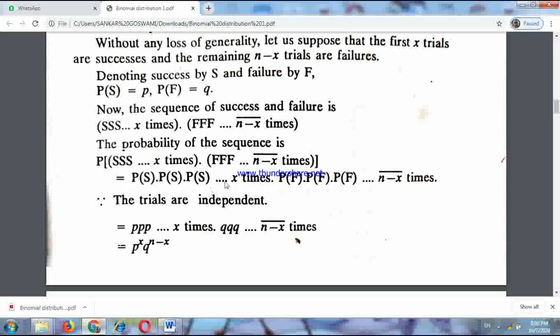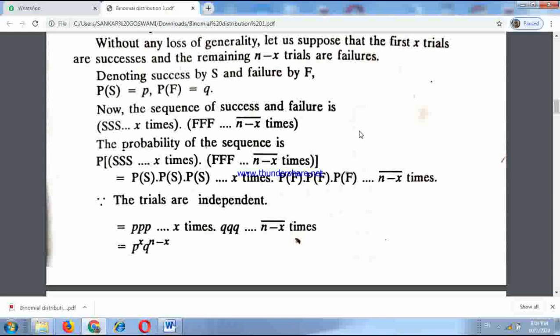How many probabilities are there? Probability of success X times. How many probabilities of failures? N minus X times. That means P(S), as I assume that the probability of success is p, just our assumption, and probability of failure q. So I write p into p into p, then q into q into q. Now how many p's are there? Actually X p's are there, so p to the power X, and here n minus X q's are there, so I write q to the power n minus X.